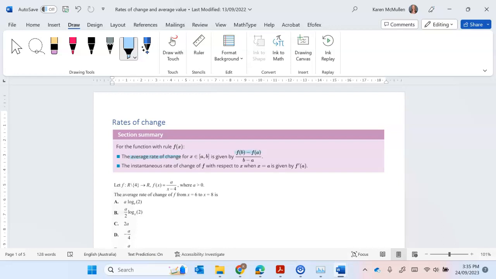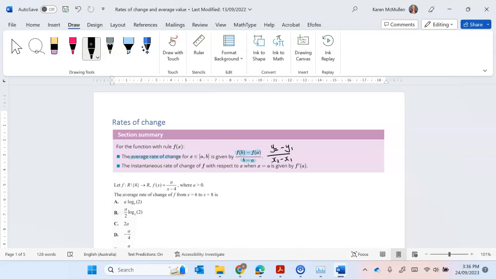So basically rise over run. There's your rise over your run. You should know this formula, we've done this before. It is just y2 minus y1 over x2 minus x1. But you can see here a and b are just your x values, and then they're substituted into your function, which is y. So it's just your rise over run.